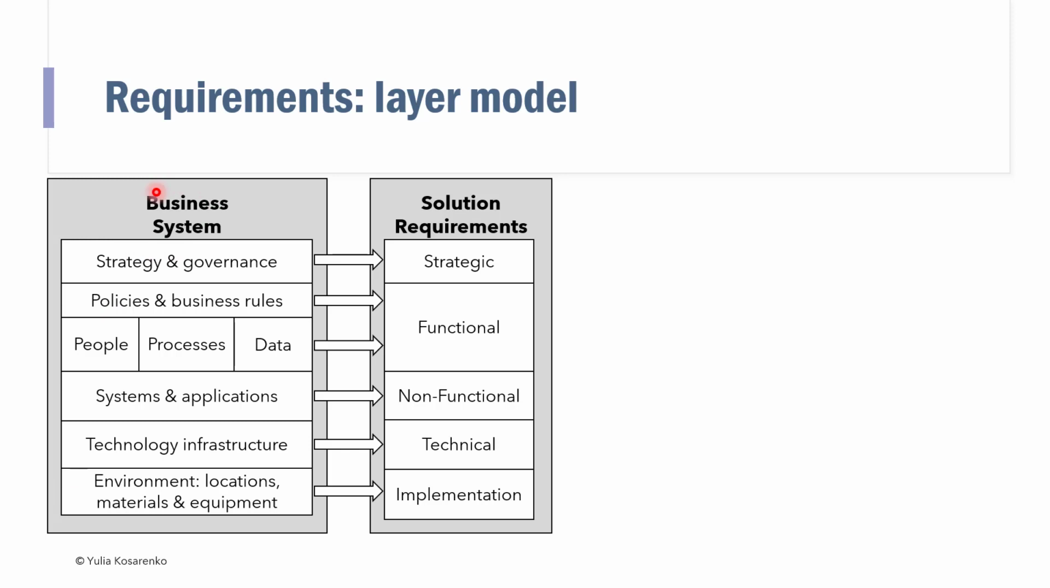So when we need to implement a change from current state to future state, there may be changes at each of these layers. And this is what we need to figure out during business analysis. What needs to change? If we have some changes at the highest level, maybe we have some strategic requirements that need to be a part of our solution. We usually have some functional requirements that focus on what are the changes to the rules, to processes, to what people do, to the data that is created as a result of these activities. Whenever we have systems and applications as part of our solution, we also think about non-functional requirements that characterize these systems. Maybe some technical requirements related to infrastructure and some implementation requirements that explain how this changes.